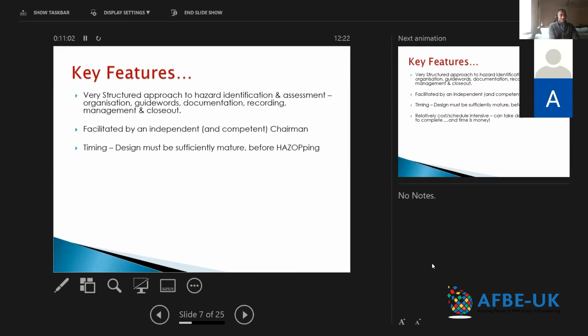So the other feature of HAZOPs is the timing. The design must be sufficiently mature before HAZOPing. So you don't want to do a HAZOP where you've still got, so just to track back a little bit, one of the key reference documents or reference materials for a HAZOP are P&IDs. I believe we are mostly all familiar with P&IDs, process and instrumentation diagrams. And that's the key, if you like, currency, for want of a better word, for a HAZOP.